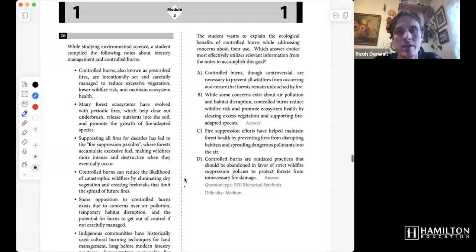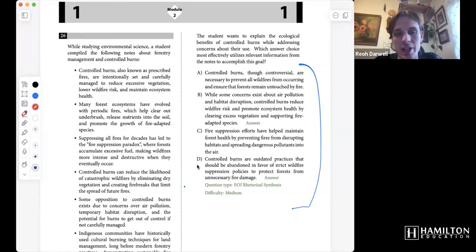Okay, for 26, we have a question about controlled burns. This is a rhetorical synthesis question. We really want to just make sure that our answer choices and our question are in alignment and that the answer choices answer the question and they also use correct information from the passage, right?